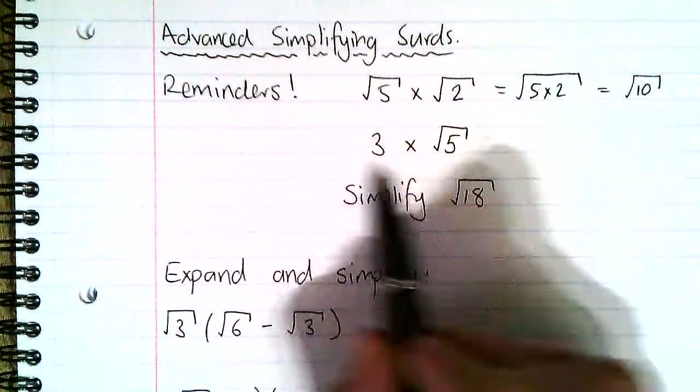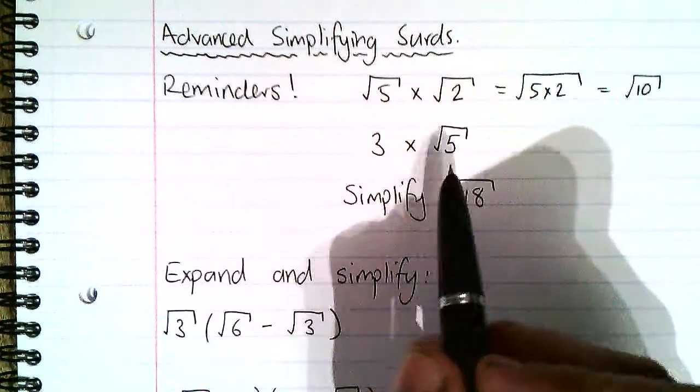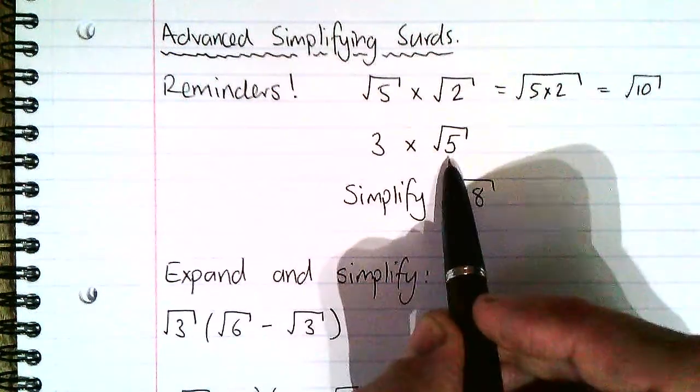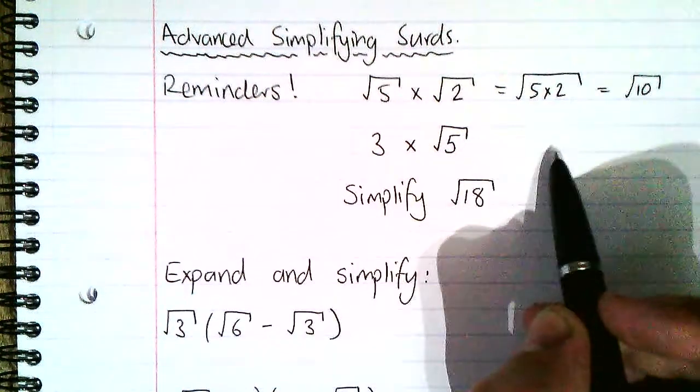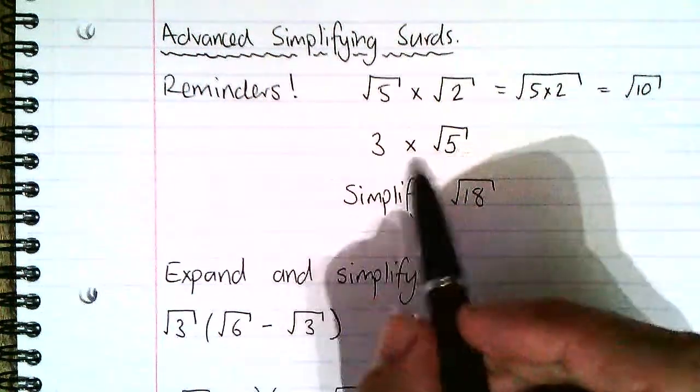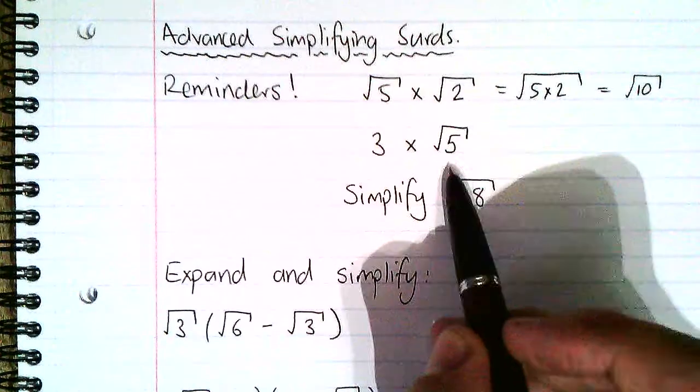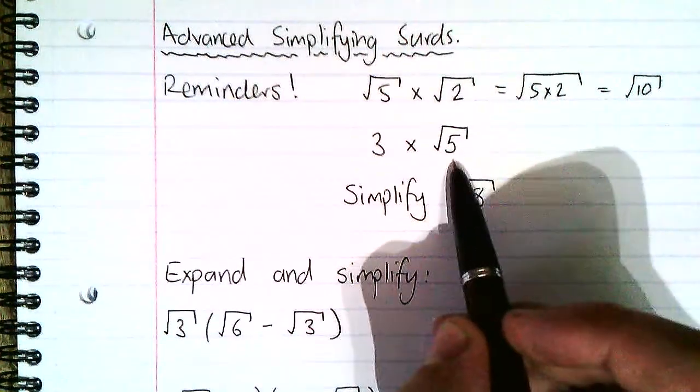Looking at this one though, this is one of these pitfalls that I was talking about. Here I've got 3 multiplied by root 5. A lot of people would write square root of 15 because they say 3 times 5 and they think, oh, that's going to put 15 underneath. But here these are two different things. This one here is a surd. It's what's called an irrational number because it can't be written as a fraction.